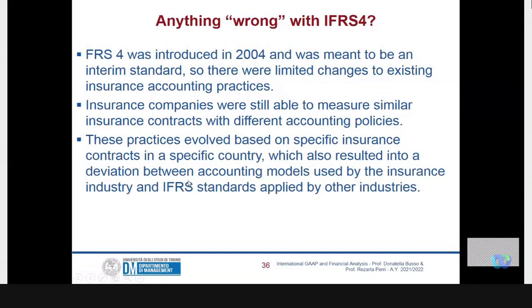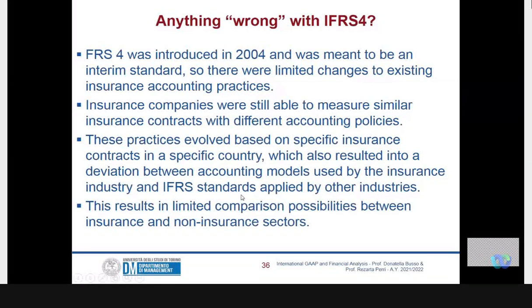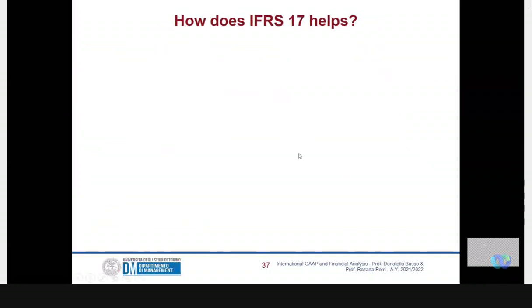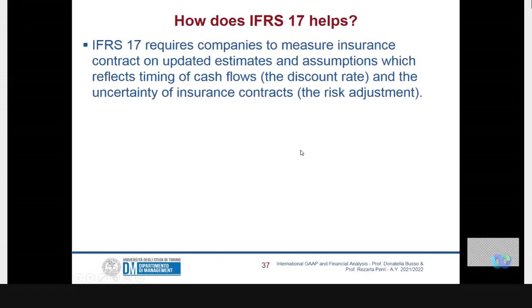Actually, what was observed is that these practices evolved based on specific insurance contracts in a specific country, which also resulted in deviations from one country to the other and between accounting models, and actually brought limited comparability, not increased comparability as expected and desired. How does IFRS 17 help with that?